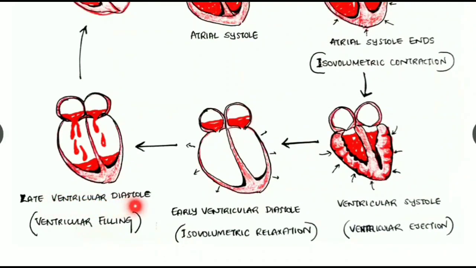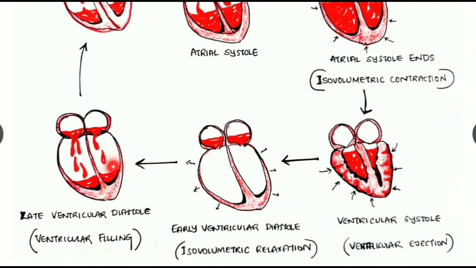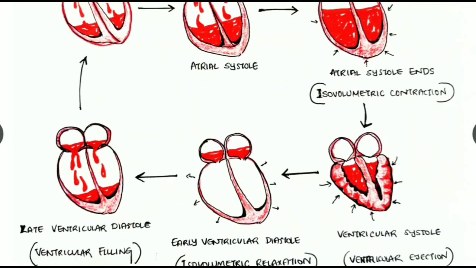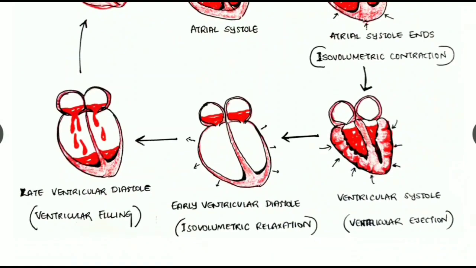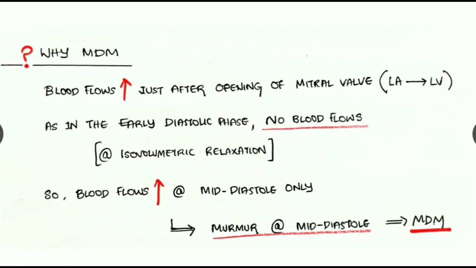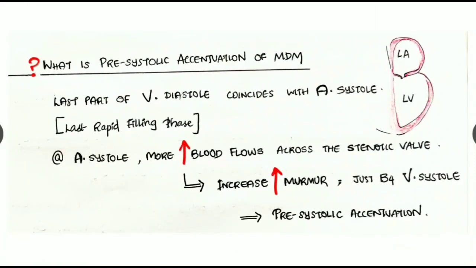In the late ventricular diastole, the blood is flowing via the mitral valve, and due to this turbulence, we are hearing the murmur in this late diastolic phase only. This flow of the blood occurs just at the middle of this diastole. Hence, the murmur is heard only at the mid of the diastole, and hence it is called the mid-diastolic murmur.